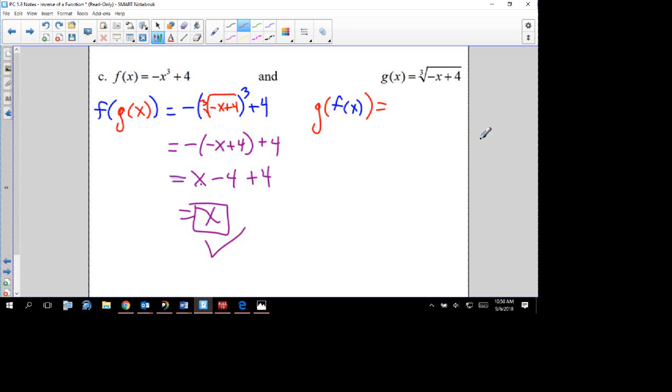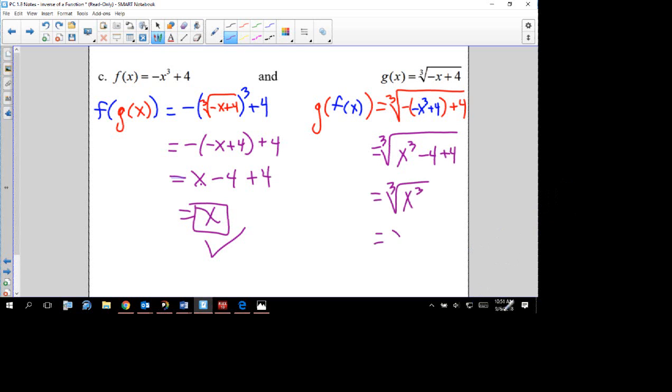So now I'll go verify g of f of x. I take my g equation, and wherever I see an x, I'm running out of space, sorry, I'm going to put in the f equation. I still use those parentheses to replace that x so I don't make any silly mathematical errors, because here I'm going to have to distribute that minus sign to give me positive x cubed minus 4 plus 4, which is going to give me cube root of x cubed, which is x. Yay, it's verified.